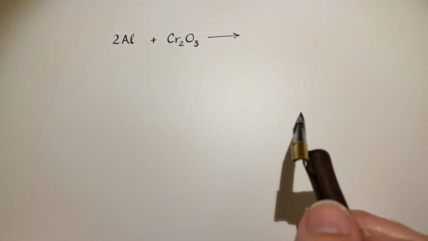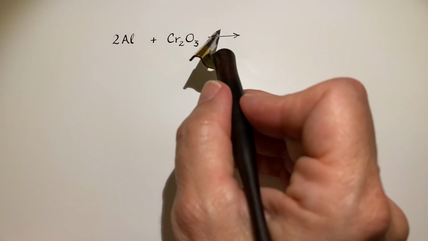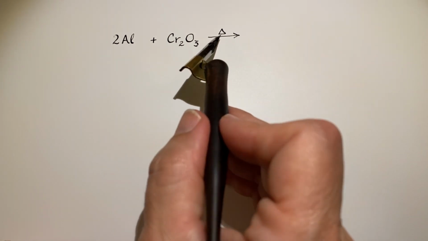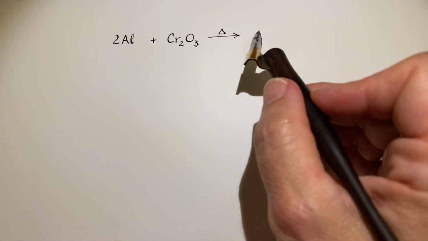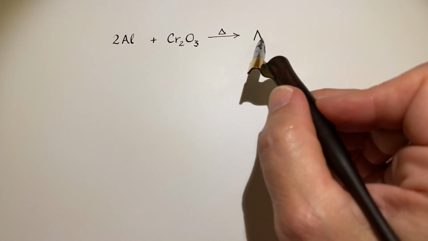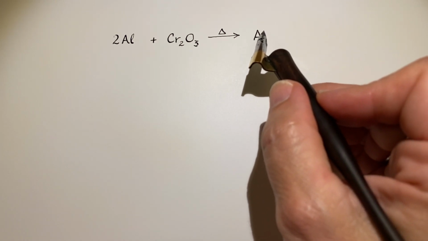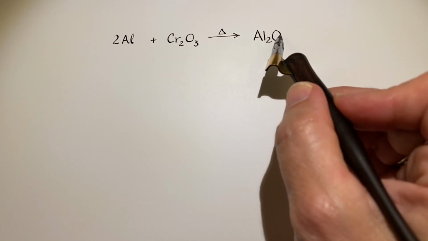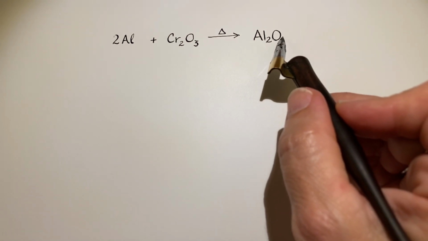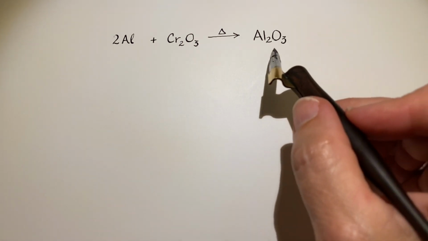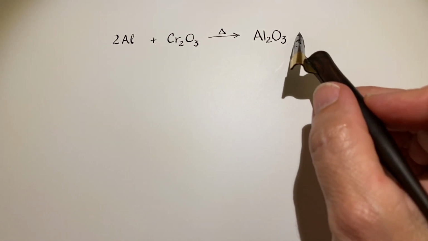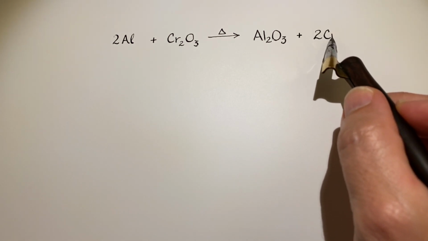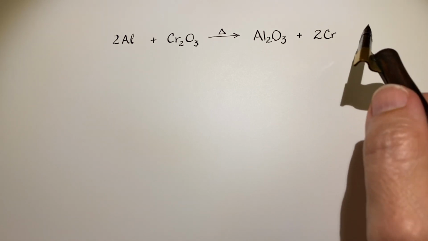under very high temperatures. So sometimes we show heat over the arrow. This means heat, high temperatures. We get this redox reaction happening. If you haven't learned about redox yet, don't worry about it, because we're just going to focus on the stoichiometry aspect of this problem. We get aluminum oxide and chromium.